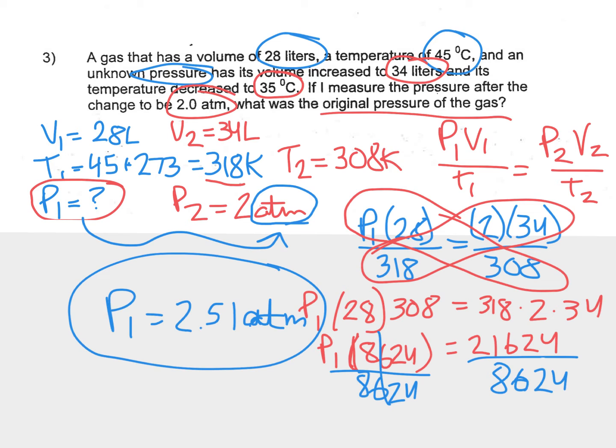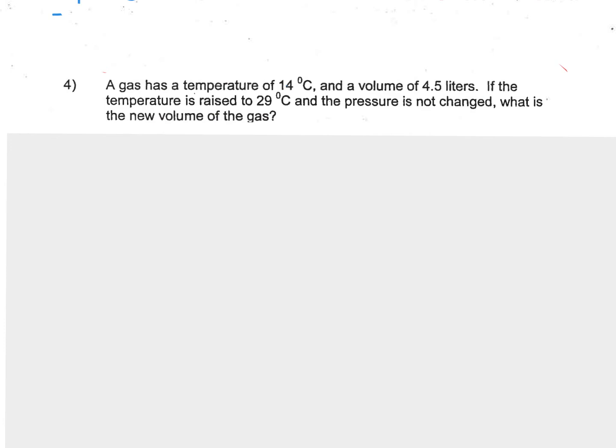But there you go, using the combined gas law, as long as the moles and the amount of the gas don't change, we can use this correlation in order to predict a missing variable. Let's try one more example, problem number 4.